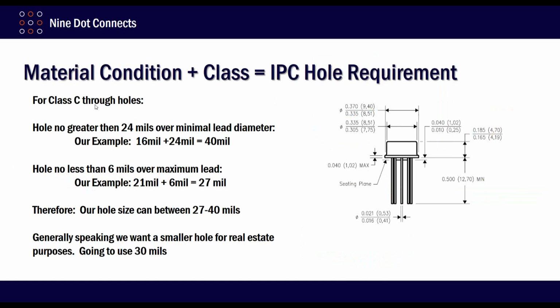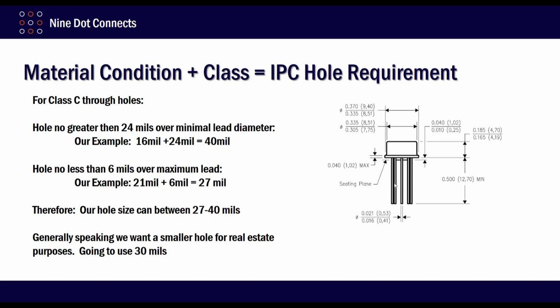And so what I did here was I decided to do it for Class C for through holes. And what they said was, we have to take the corner cases into consideration. So for the least material condition, no hole greater than 24 mils over the minimal lead diameter. So in our example here, we have 16 mils. They're saying no more than 24. So our maximum hole size needs to be 40 mils.